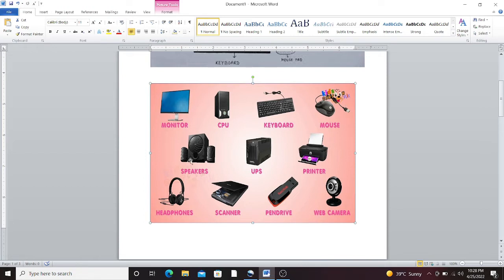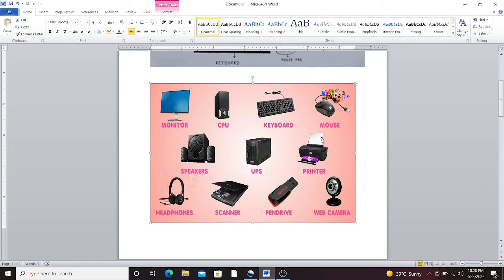Next one is speakers. Speakers are used to get output in the form of sound. With a speaker you can listen to whatever you want. The UPS is there for power supply. If your power is cut and you still have to work on the system, you can use this UPS, right?